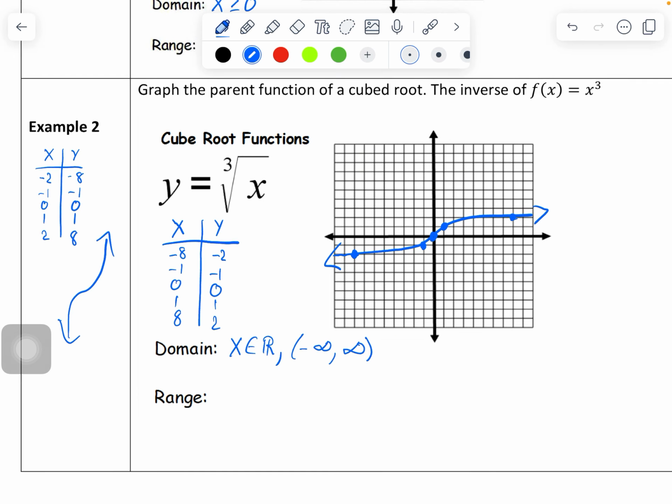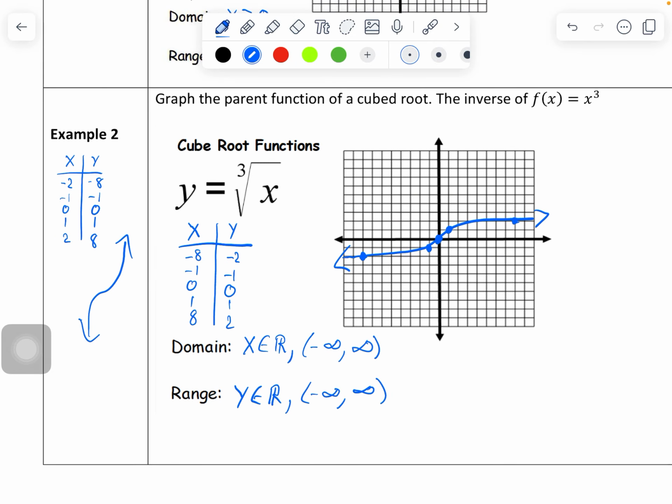For the range, same exact thing, except we're talking about the y values. So we're going to say that y is an element of the real numbers, and it goes from negative infinity to positive infinity. This is going to be the case for all cubed root functions. Both the domain and the range are non-restricted, so we are going to be able to put real numbers for both.